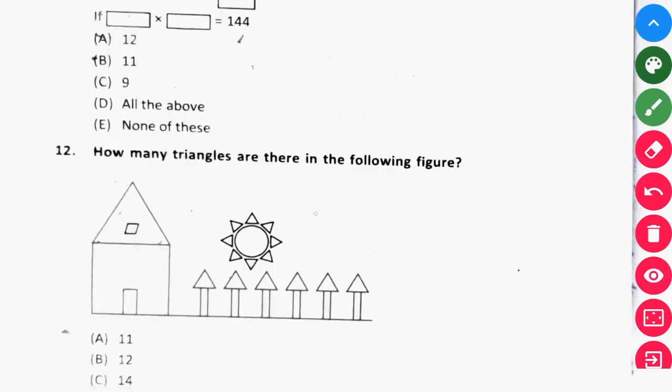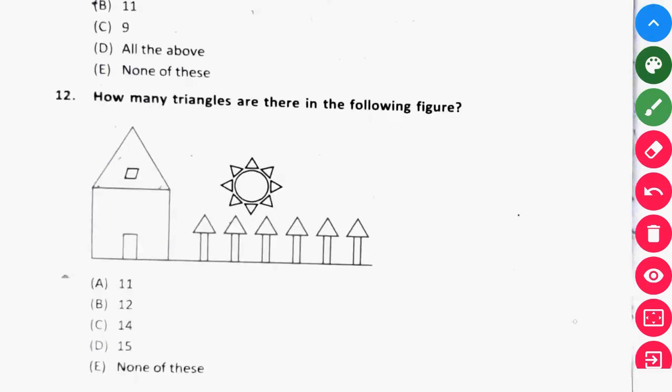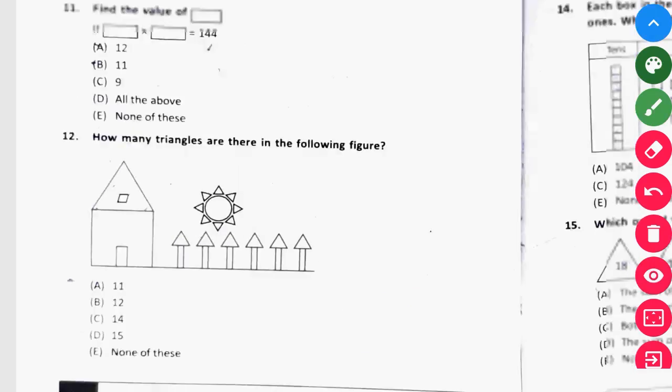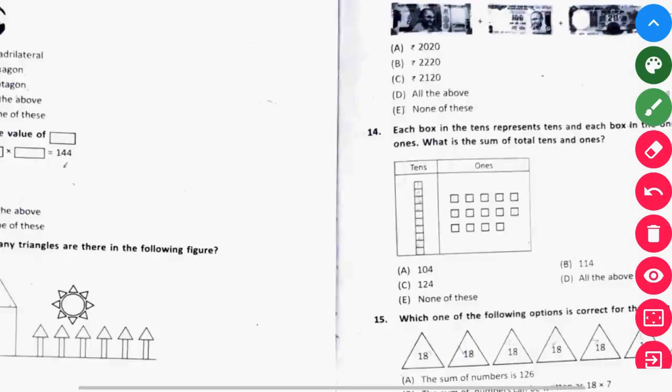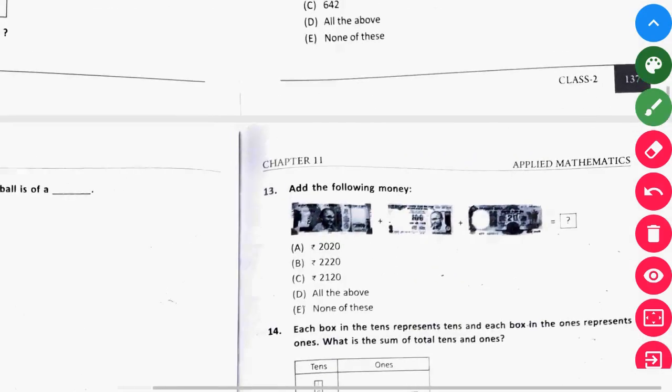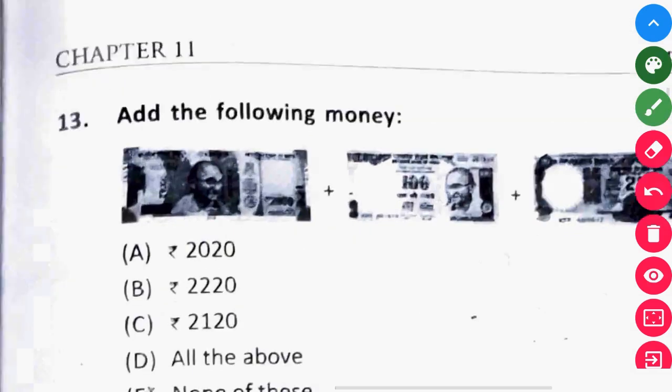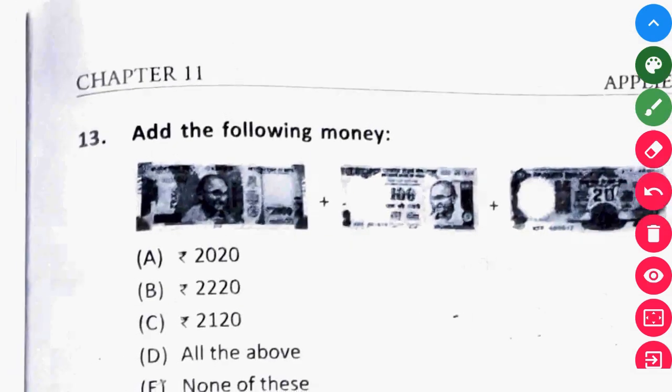You have to calculate the triangles in the given figure. So this one is also for your homework because you all should generate the habit of calculating the triangles or the hidden figures inside the big figure. Okay, now this is the question.